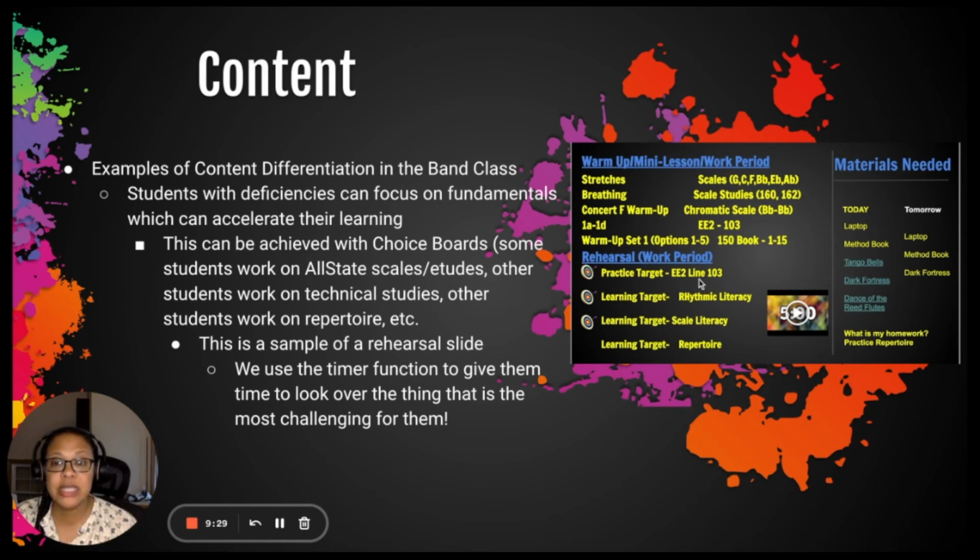So, for example, we knew they were having trouble with line 103 in the method book. And so we said, okay, we're going to build that in. We wanted to let them navigate through that content a little bit more, find their way through it, find their process, figure out what they wanted to do, and how they wanted to achieve mastery. And then when the timer goes off, we address that line as a group so that they have time. And we always have a practice target.